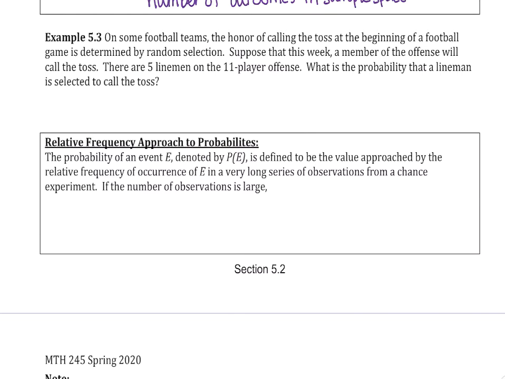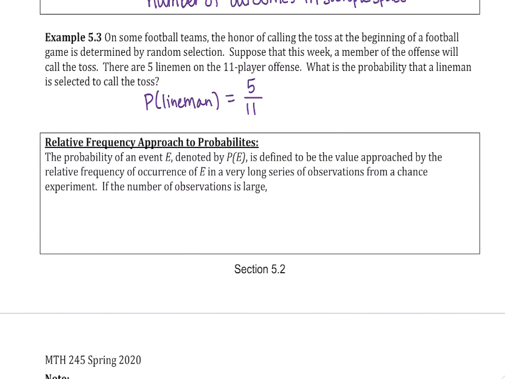In example 5.3, we look at how this probability formula can be applied. So think about a football team, you have 11 players, and suppose for this particular team, a member of the offense is going to call the coin toss at the beginning of the game. Now there's 5 linemen out of those 11 players on offense. So what's the probability that a lineman is selected to call the toss? So we're looking for the probability of linemen. And so we need to know how many linemen there are out of how many total we have. Well, there's 5 linemen, 11 total, so our probability is 5 over 11.